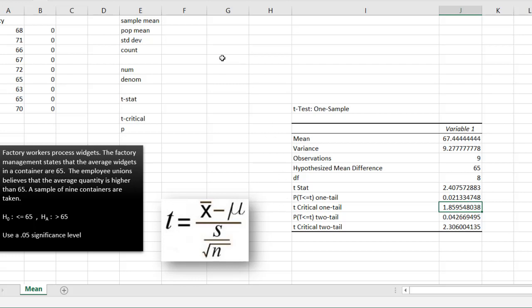Now, if we want to do this manually, we can actually do this manually and get to the same value as here. So how do we do that? Let's get our sample mean.